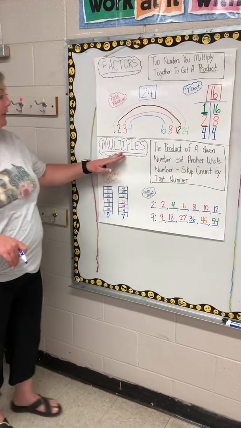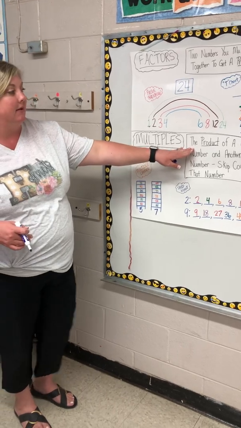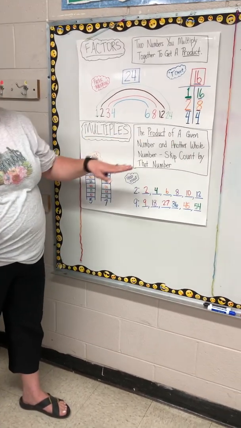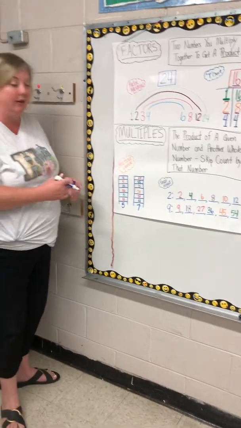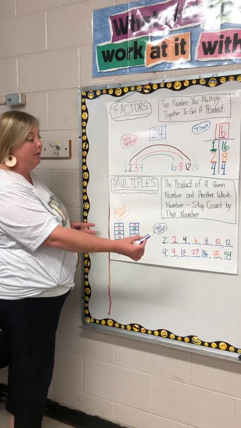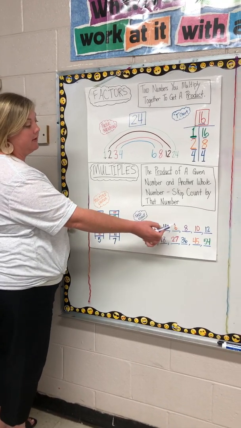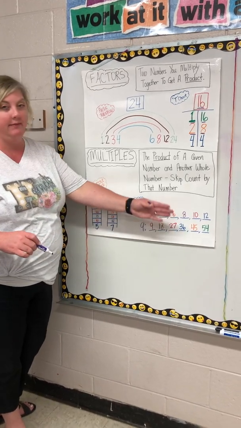Okay, now multiples are the answers we get when we multiply. Notice here it says the product of a given number and another whole number. Skip count by that number. Here's two ways you can look at it. You can skip count, like for 2, if you want to know the multiples of 2, you would skip count 2, 4, 6, 8, 10, and so on. And for 9, you would count by 9s.